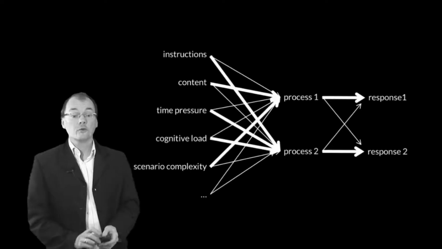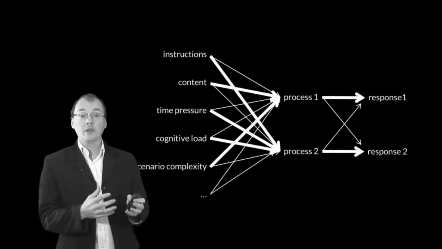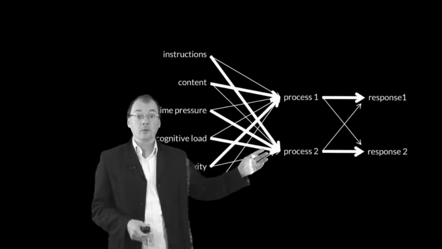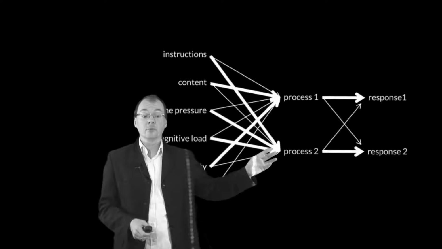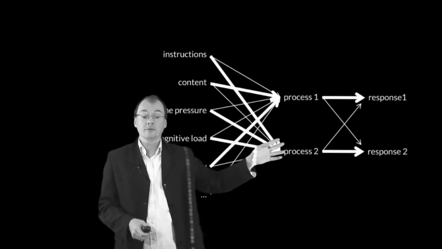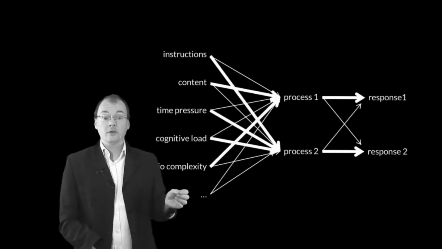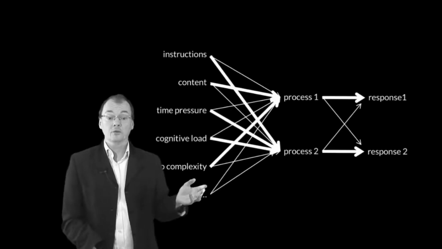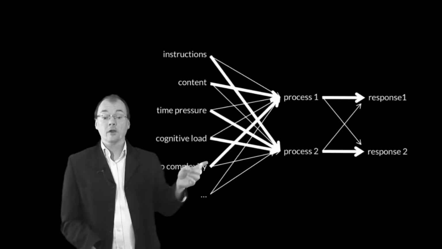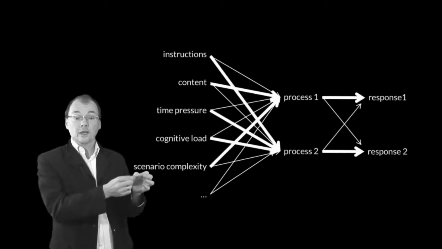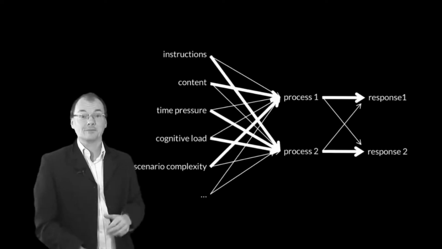But for now, I want to draw your attention to the idea that dual process theory is something incredibly simple. All it says is that any response will be a consequence of the operations of more than one process, and which outcomes those processes generate, whether they occur at all, will depend on a variety of contextual factors, but the contextual factors will have different effects on the different processes.